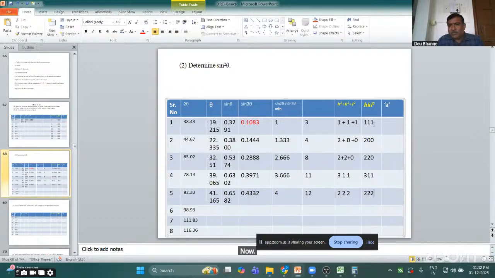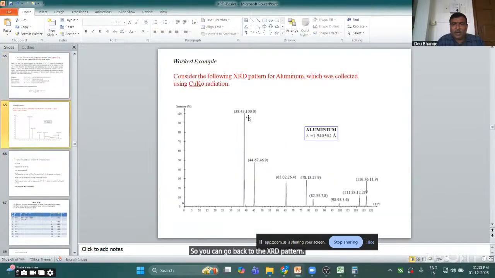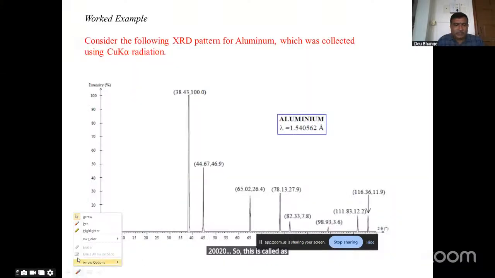Now you can see that the first peak is because of 1 1 1. Second is 2 0 0. Third one is 2 2 0. Fourth one is 3 1 1. So you can go back to the XRD pattern. You can write it here: 1 1 1, 2 0 0, 2 2 0. So this is called indexing.